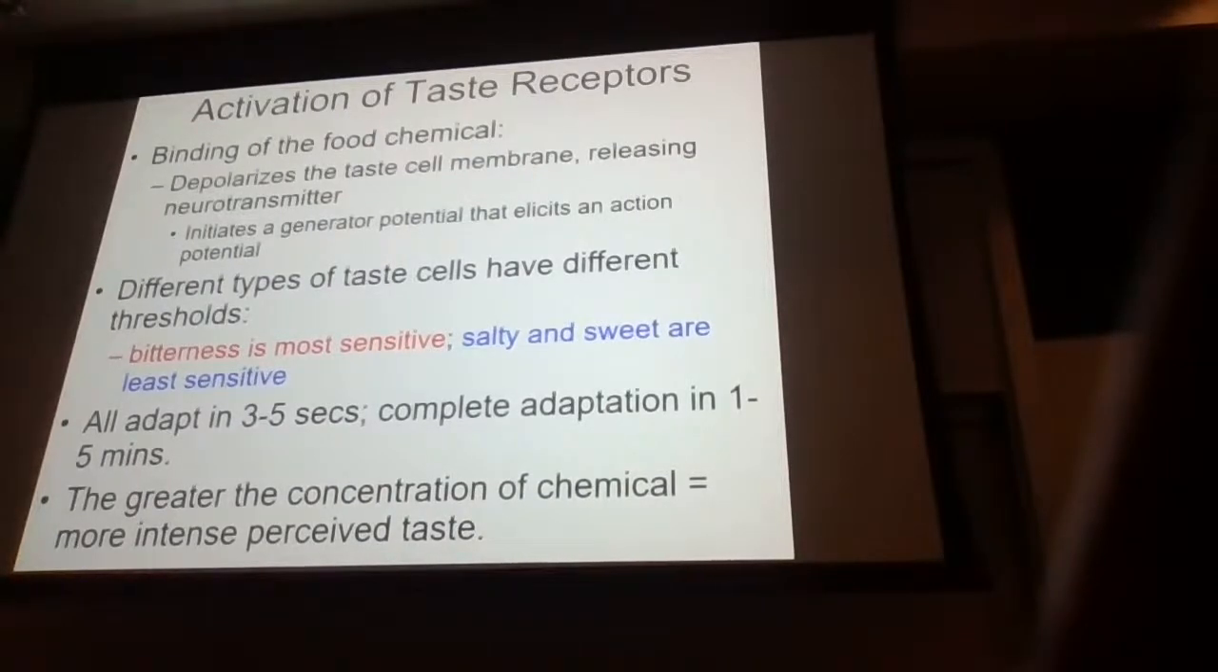Again, adapts rather quickly. All right. Here, the different types of taste have different thresholds for being able to depolarize that sensor or that nerve. Those bitterness sensors are the most sensitive of them. It takes the least amount of stimulus to be able to depolarize and send a signal from those nerve endings that sense bitterness. Salty and sweet, it takes the most. So these need more in the solution in order to be fully stimulated.